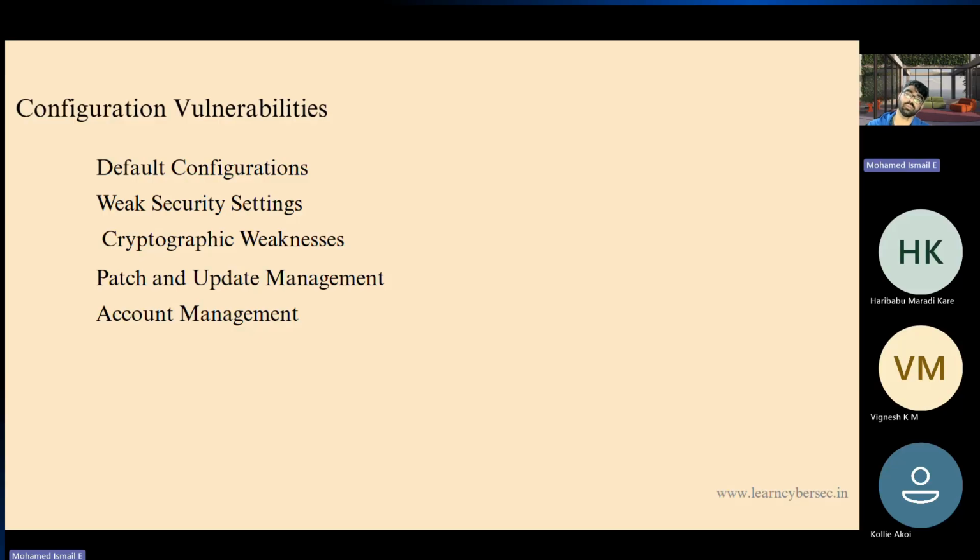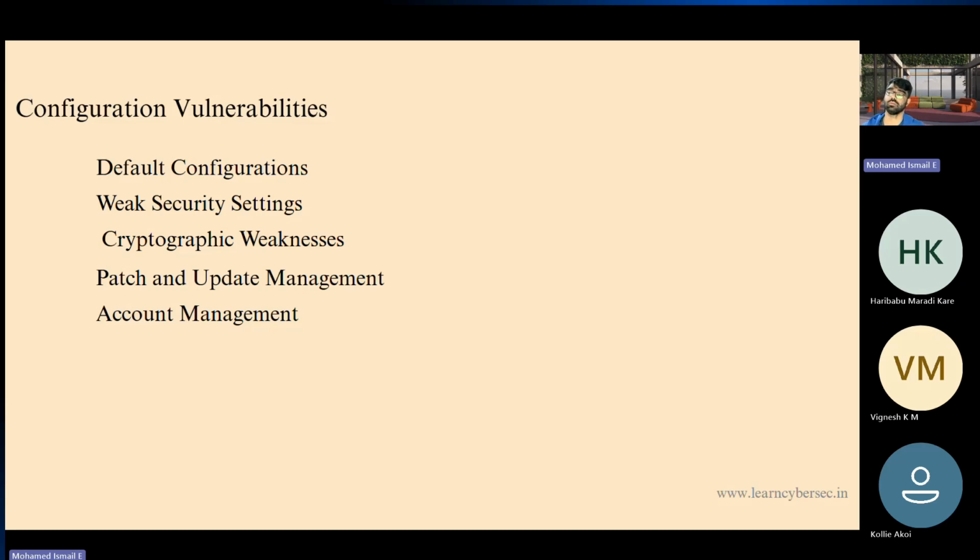Patch and update management, what is your process? When your vendor is releasing the patch, are you patching N-1 version or real-time patch? What impacts must be assessed before updating the patch. Account management, in account, multiple accounts, admin account, guest account, server accounts, right?